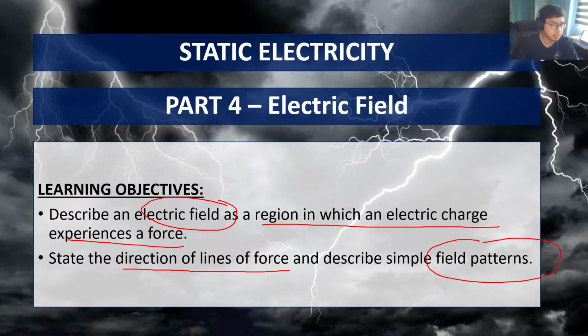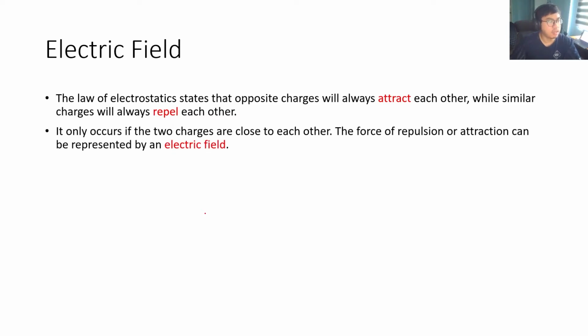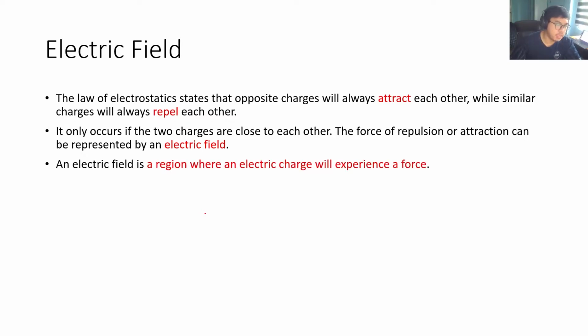So let's start. The law of electrostatics states that opposite charges will always attract each other, while similar charges will always repel each other. It only occurs if the two charges are close to each other. The force of repulsion or attraction can be represented by an electric field. An electric field is basically a region where an electric charge will experience a force.